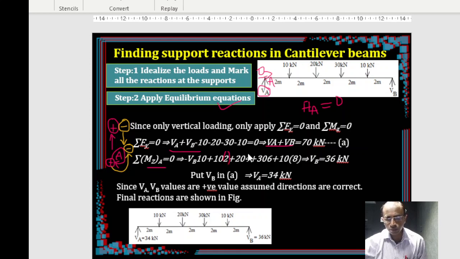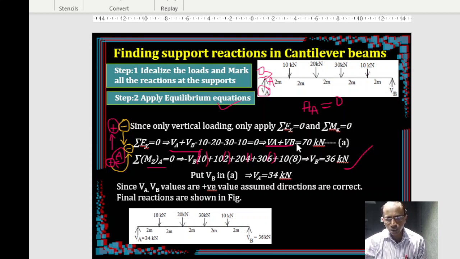Here the bracket was missing, that you can put. All these are in the parenthesis. So straight away you get it: 10 times 2 is 20, 20 times 4 is 80, 30 times 6 is 180, right? And 10 times 8 is 80. 80 and 180, how much? That is 260, right? 260 plus 80, 340, plus 20, 360. Divided by 10, it is going to be 36.